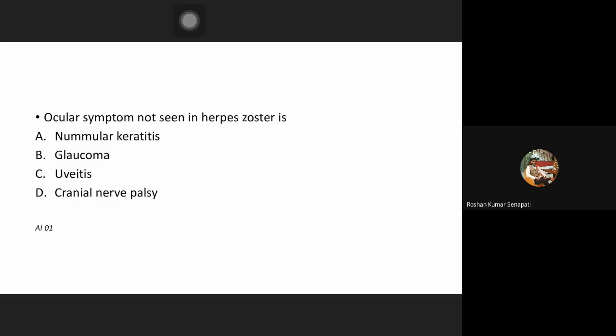Ocular symptom not seen in herpes zoster is, options are... this was asked in All India 2001, a little bit old question. Okay, anyhow, you should know. Options: nuvular keratitis, glaucoma, uveitis and a cranial nerve palsy.